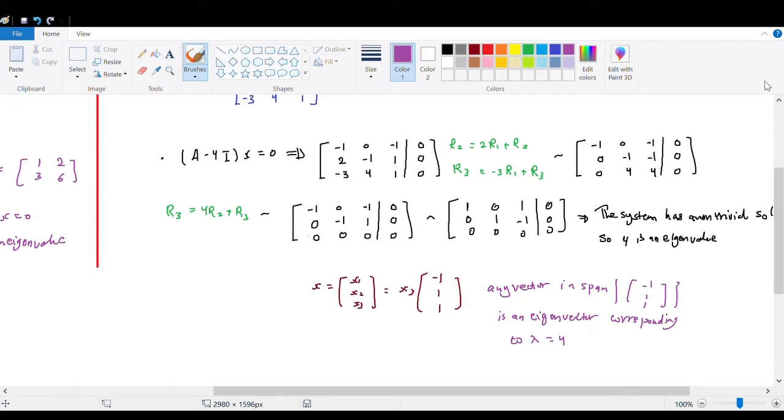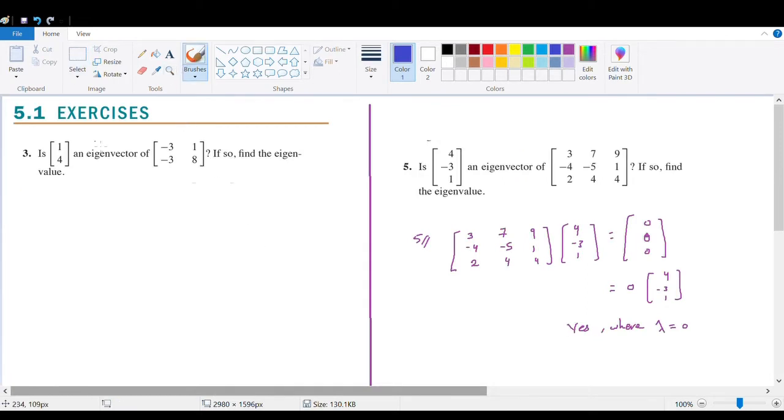In exercise 3, is [1, 4] an eigenvector of [-3, -3; 1, 8]? If so, find the eigenvalue. If we are asked to know if the vector is an eigenvector of the matrix, that means the vector, if we say this one is V, this one is A, so if we can write AV is equal to lambda V, where V is not equal to 0, then we conclude from here this V is an eigenvector of the matrix A.